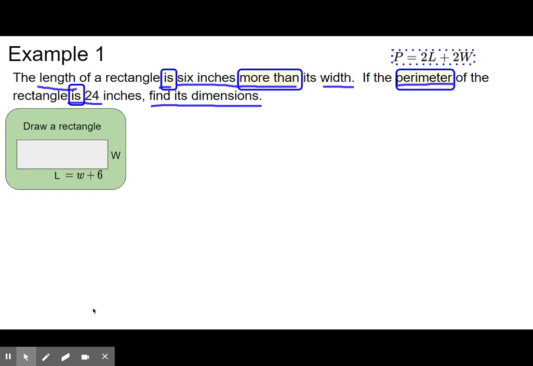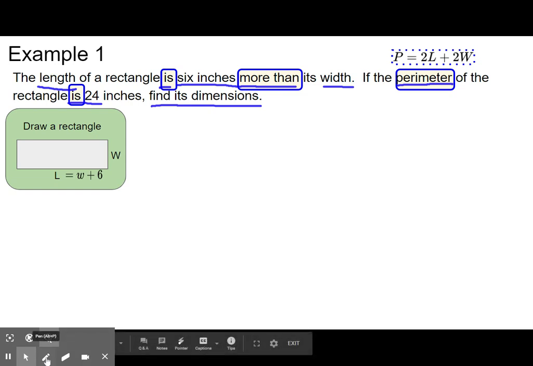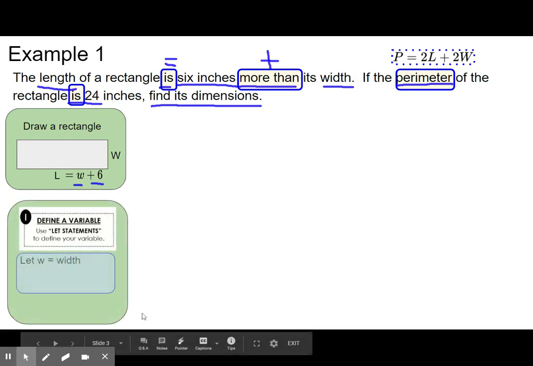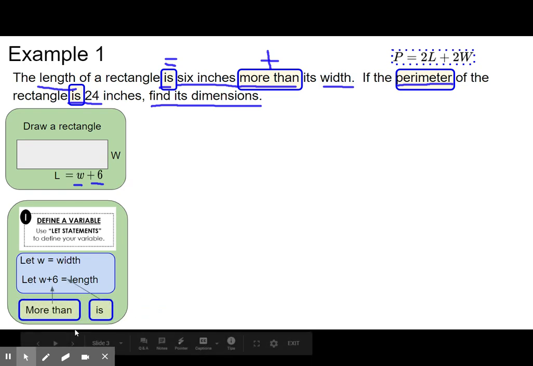I know my length is 6 inches more than my width. I'm going to define my variables. I'm letting my width equal W this time. I could have used X. I could have said X is my width, and then my length would have been X plus 6. But no, I said my width was W, therefore my length is W plus 6. There's your more than. More than is plus, is equals to.